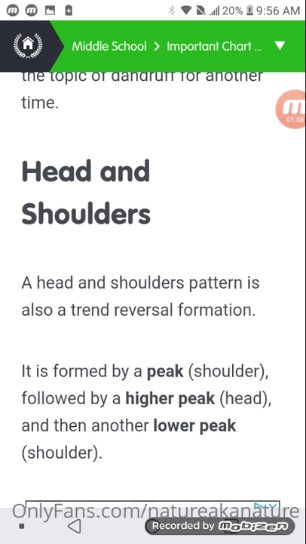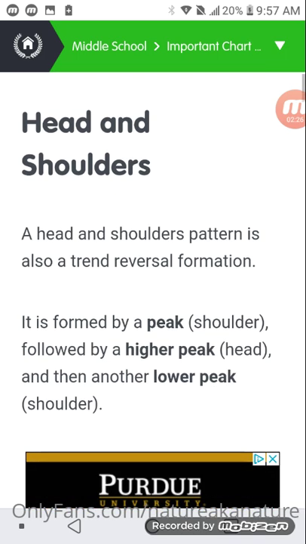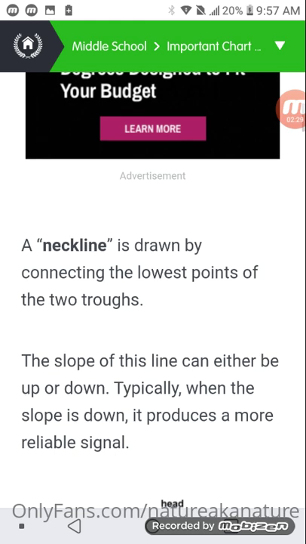So head and shoulders. A head and shoulder pattern is a trend reversal formation. It is formed by a peak, which creates the shoulder, followed by another peak. It's going to peak up again, but that peak is the highest peak. Out of both peaks, the highest peak is the head. So it's going to make the first shoulder, then the head, which is the highest peak, and then another lower peak, which creates the second shoulder in that reversal formation.